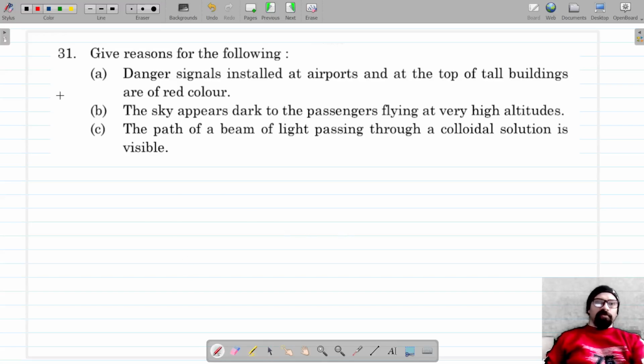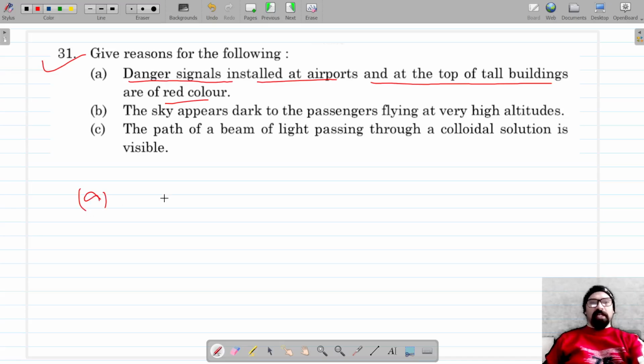Okay, for the next question, we have to give reasons for the following. The first question says the danger signals installed at airports or at the top of tall buildings are red in color because the red color is scattered least. So when you see them in fog or smoke, they can be easily seen from a distance because they are not scattered. This is because red color has high wavelength and the scattering is less. So the answer for this is red color is least scattered by fog or smoke.